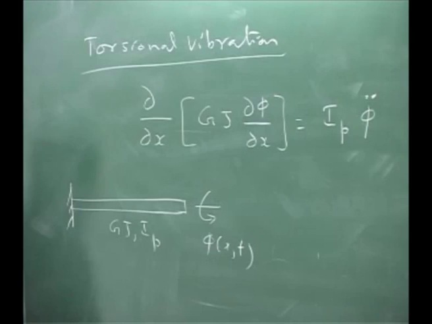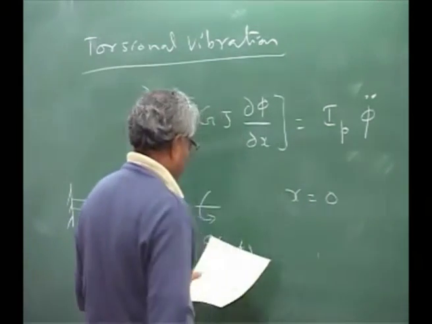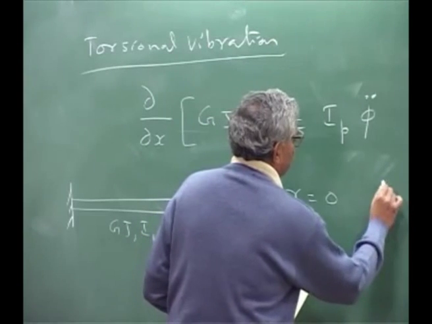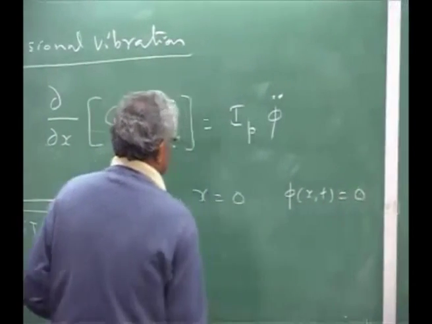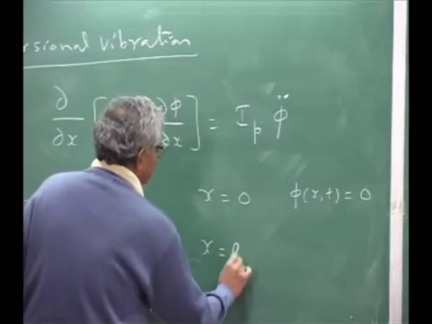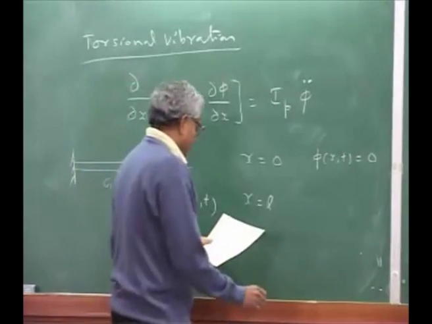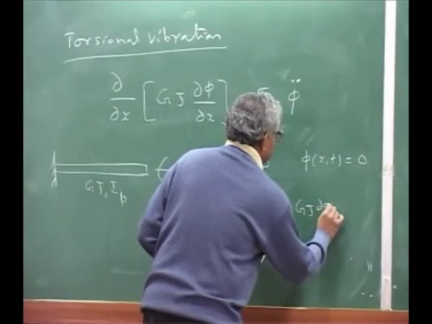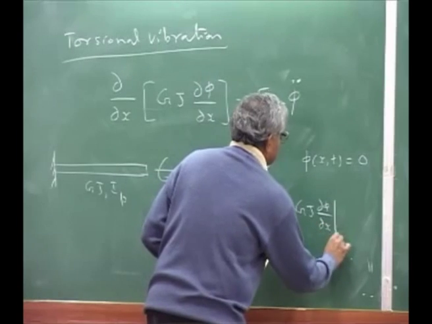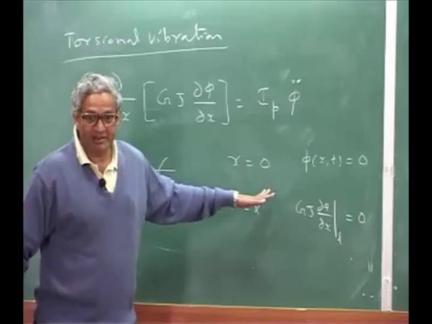The corresponding boundary conditions. At x equal to 0, you will have phi equal to 0, and at x equals L, this is the free end, there is no moment, so you will have GJ delta phi by delta x at L equal to 0. This is my actual boundary condition.